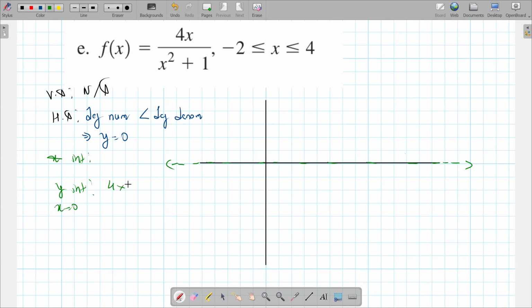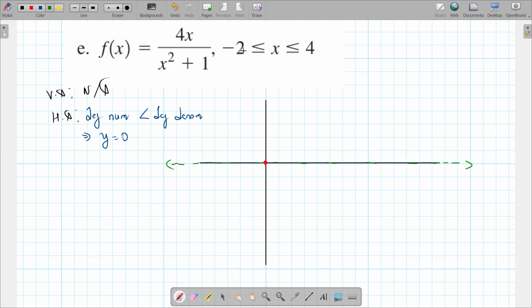Because the numerator will give you a 0 here, it'll look like this. You'll get 0 over 1. It'll be 0. So the y-intercept is at 0. If the y-intercept is at 0, the x-intercept is automatically at 0. So we know this function passes through the origin.